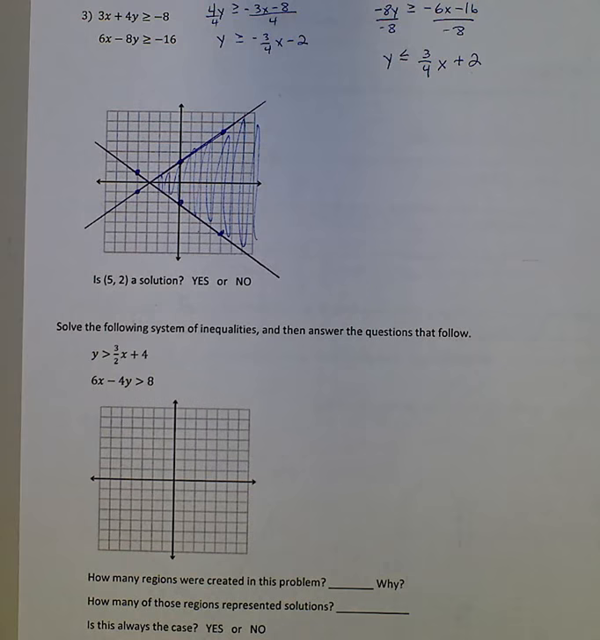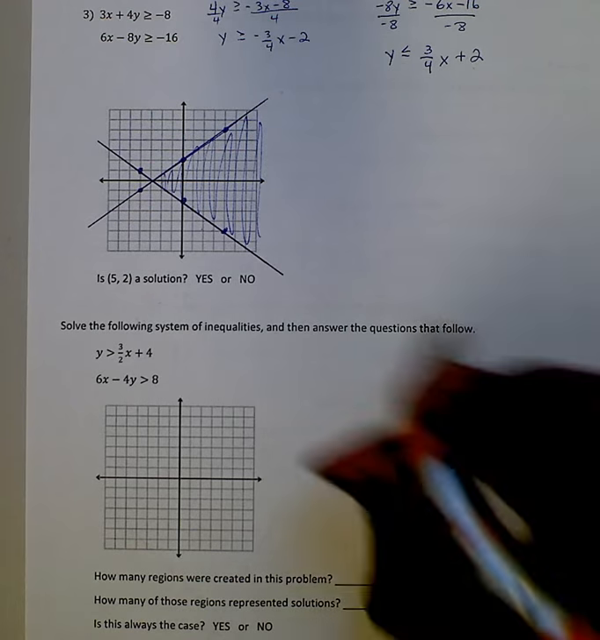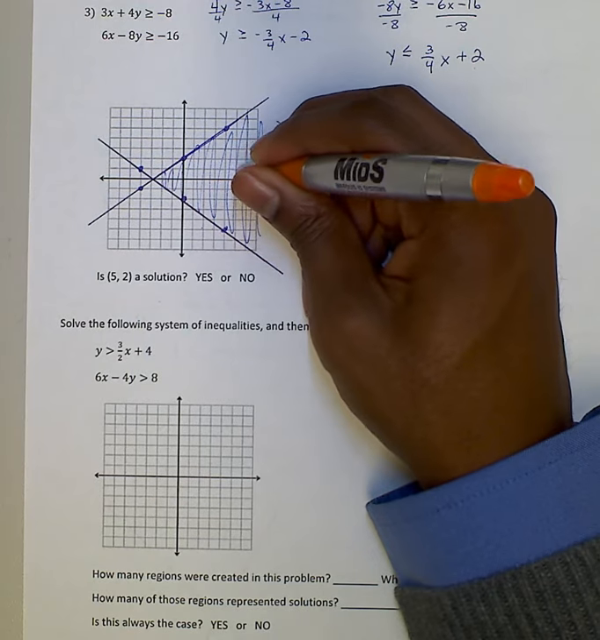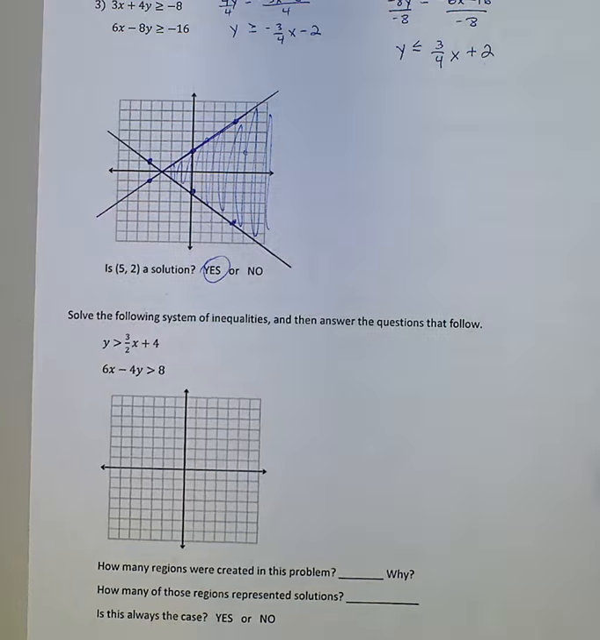Some people like this because it looks neater. Now, I will caution you that if you're not very good at this, you're going to make a mistake of where your solutions are, instead of just shading each one individually like we did with linear inequalities. Now the question: is (5, 2) a solution? Let's see. Going over 5 and up 2, the answer is yes.